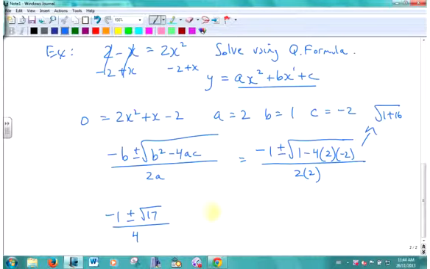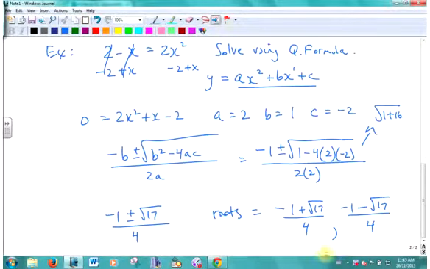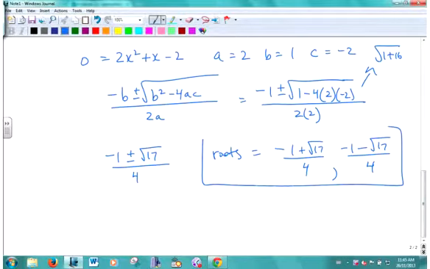So my two roots are minus 1 plus root 17 over 4 and minus 1 minus root 17 over 4. Okay? That's how we want it left. Fully simplified. That's an exact answer. As soon as you put that in a calculator and find out what it is, it's not exact anymore. It's a decimal approximation. Okay, that's the two roots.